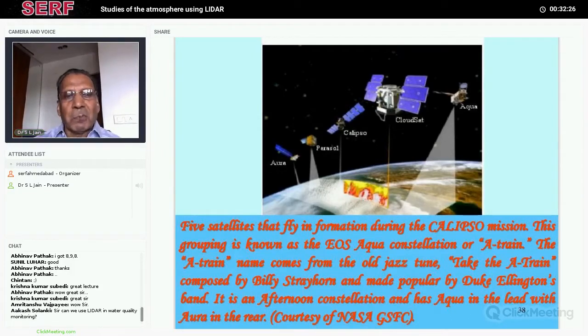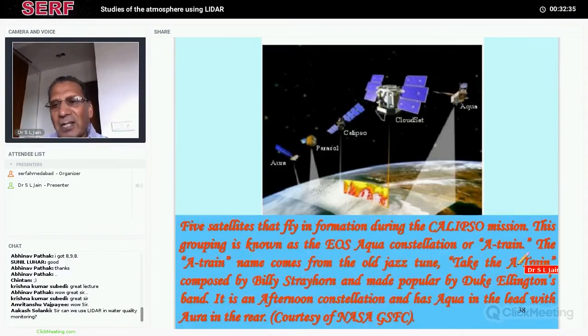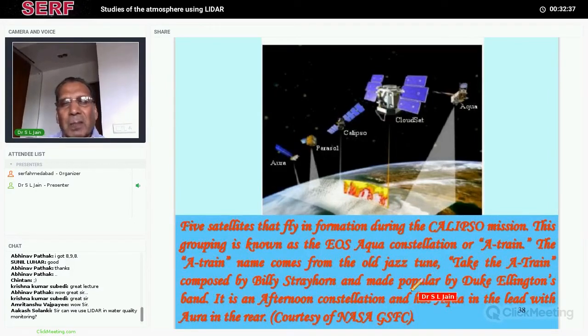The A-Train name comes from the old jazz tune. The tune was called "Take the A Train", composed by Billy Strayhorn and made popular by Duke Ellington. It is the afternoon constellation and has Aqua in the lead with Aura in the rear. So Aura is the last and Aqua is in front. And this is courtesy of NASA Goddard Space Flight Center.